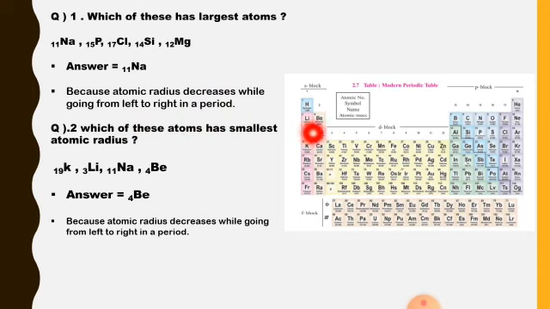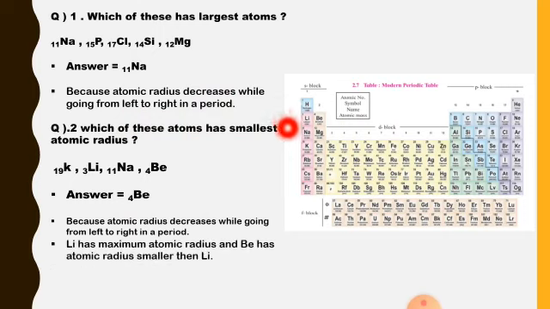Here it decreases while going from left to right, and if you go down in a group then it increases. So Li has the maximum atomic radius and Be has an atomic radius smaller than Li. That means the element with the smallest atomic radius is Be. Okay, I hope all of you have understood this.